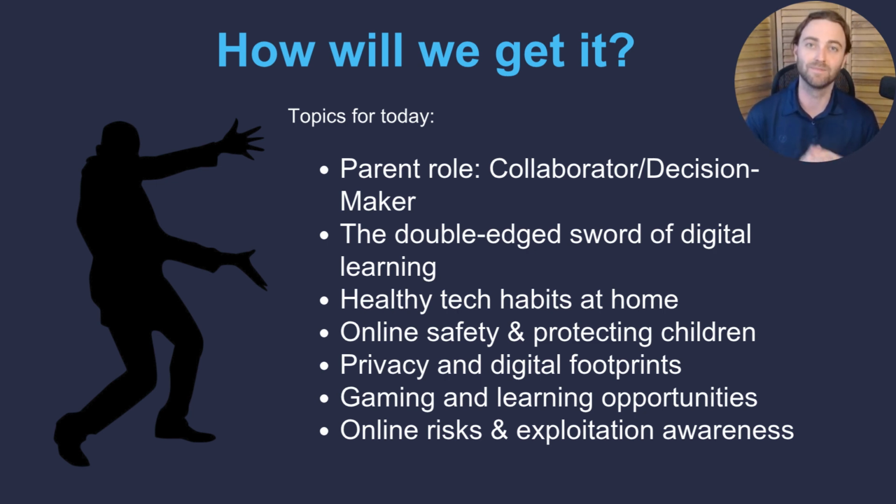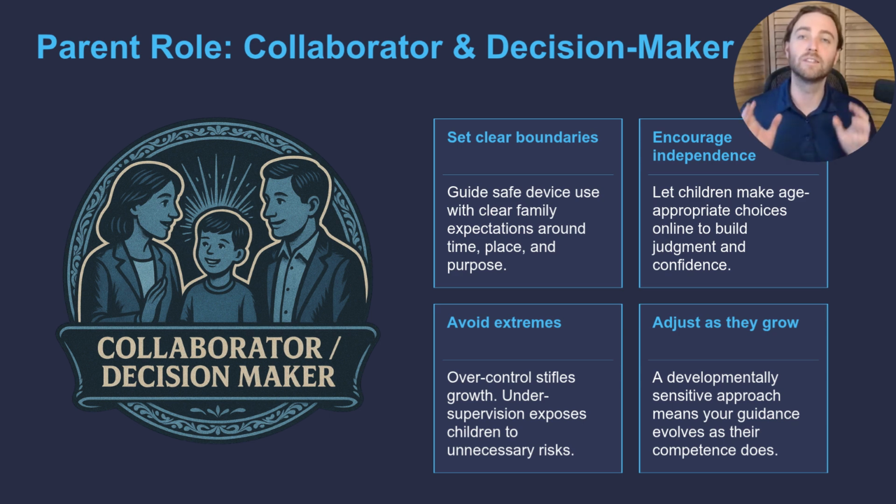So let's move on. So as always, let's start with how you think about your own role here. Research on parental involvement suggests that the approach parents take tends to fall somewhere on the spectrum. On the one end, you've got very high control, monitoring everything and restricting access, locking things down. And on the other hand, you have very little oversight at all. Neither extreme tends to work very well.